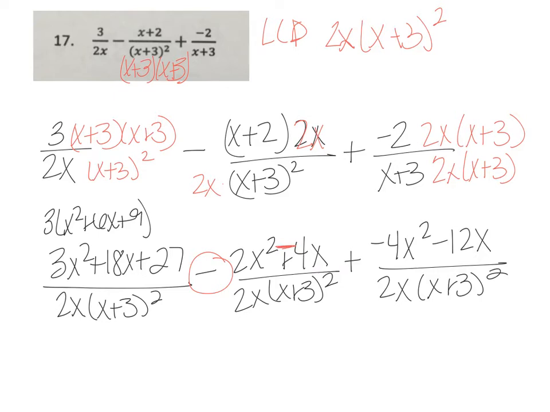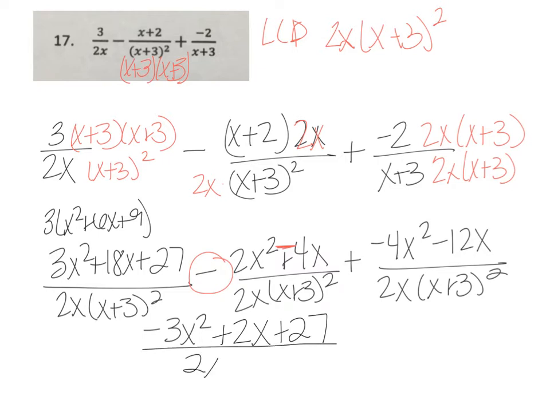So when I combine my like terms, I get 3x squared minus 2x squared, which is x squared, minus 4x squared is negative 3x squared. Then I have 18x minus 4x, which is 14x, minus 12x is 2x, plus 2x, and then I have plus 27, and put that over my common denominator, 2x times x plus 3 squared.